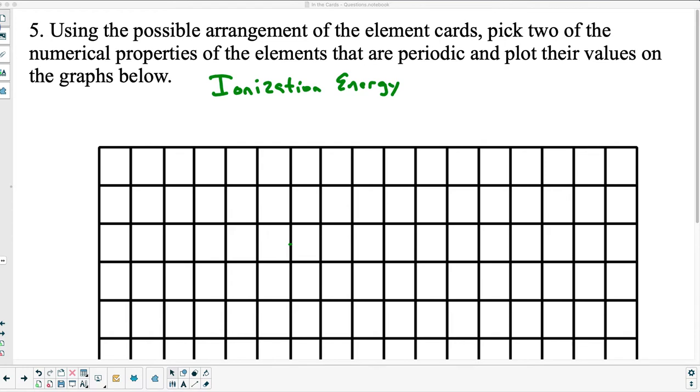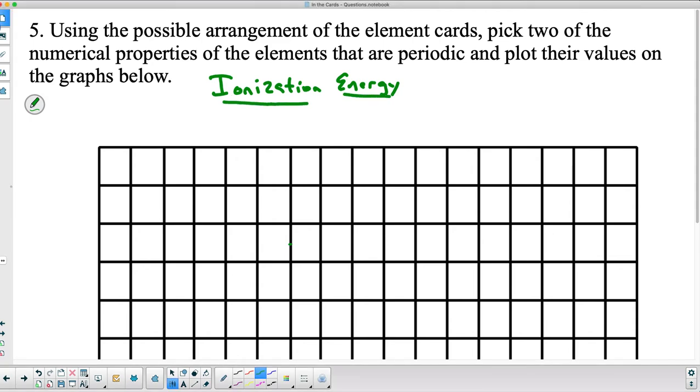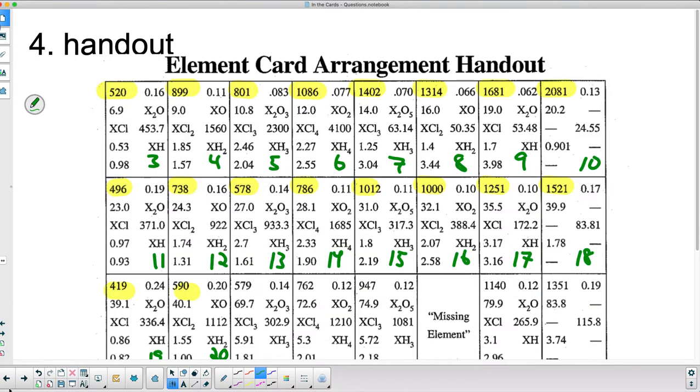We are continuing on with ionization. What I'm going to do is use this paper, what you see in front of you, as a way to show a graph, to show that a function actually repeats, that the property actually repeats, and I'm using ionization energy to do that. So here is ionization energy, the one that I have highlighted here.